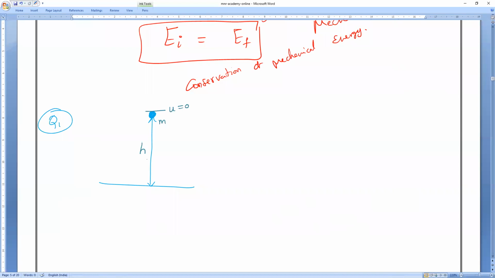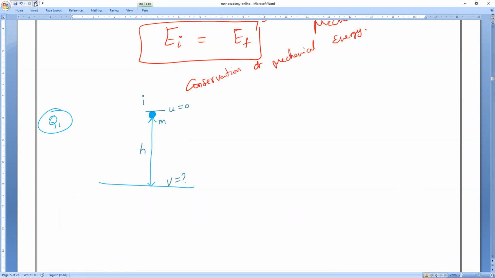And is traveling a certain height h, and this is the initial position, and this is the final position before touching the ground. Our task is to find the velocity with which it will strike the ground, that is, the final velocity. Now there is no friction, there is no external force.